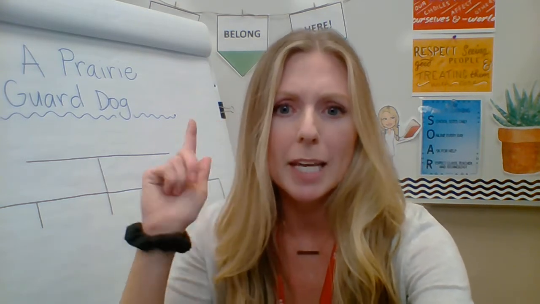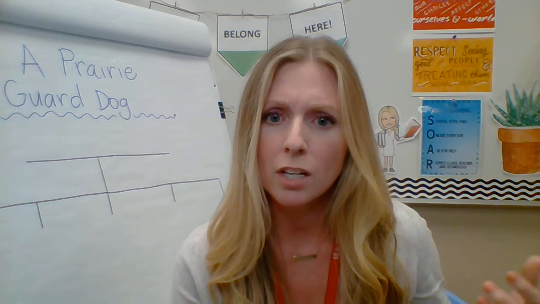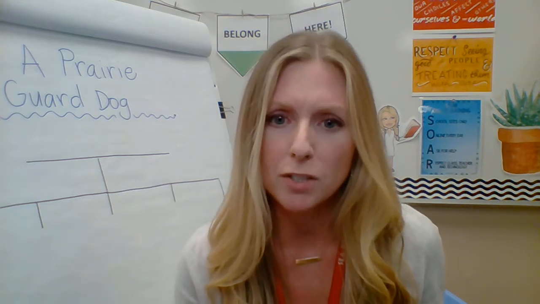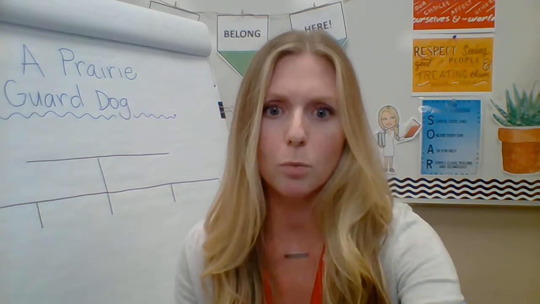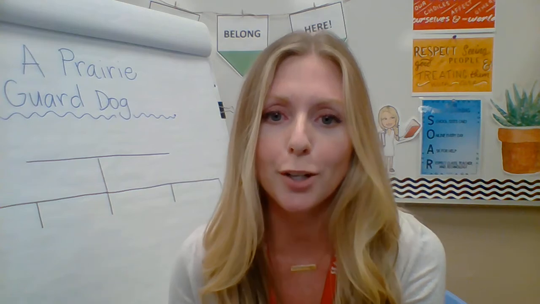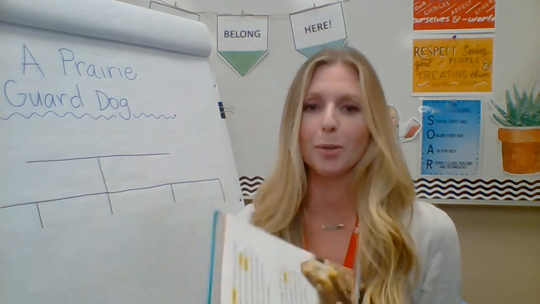Really turn on your brain. Be thinking of our essential question along the way too. Be thinking about the habitat. What are different features of these habitats as we go? All right, so this story is called A Prairie Guard Dog. I'm going to show you.